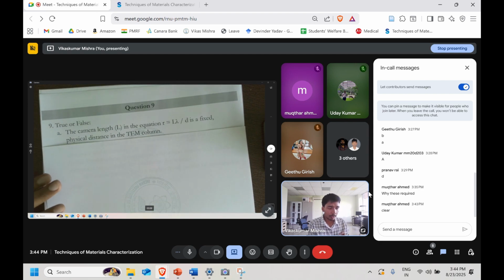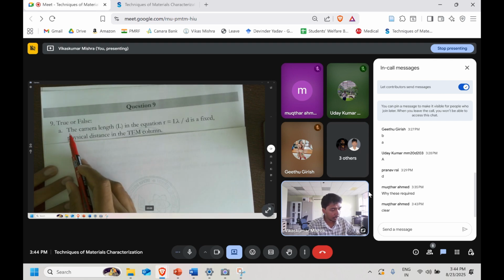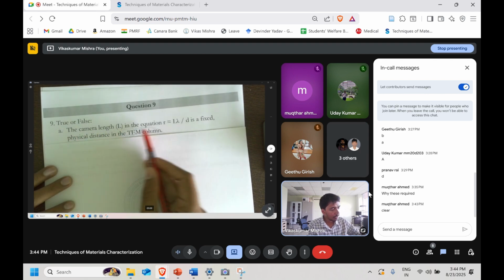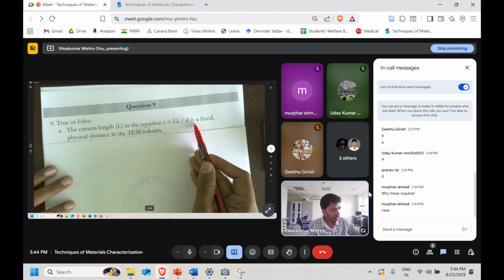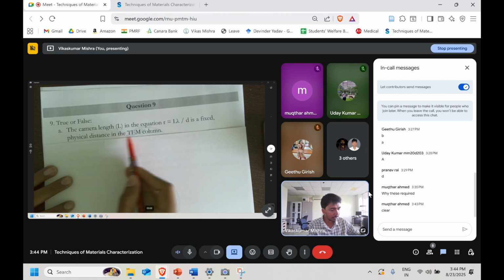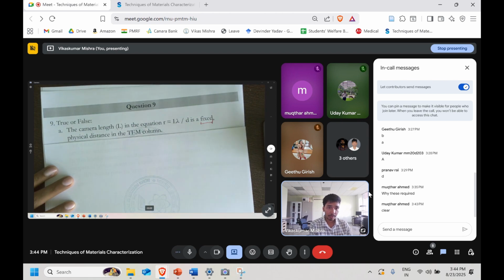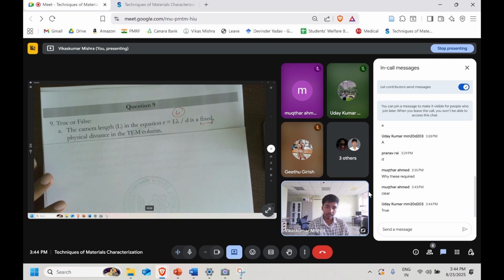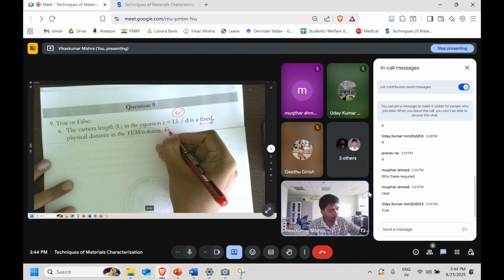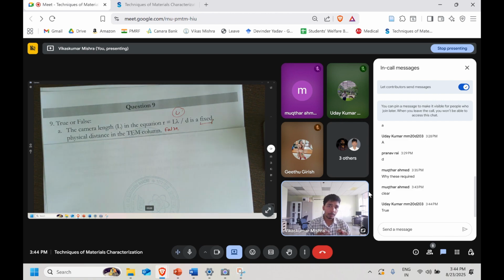Now, first one, true or false? The camera length L in the equation is a fixed physical distance in the TEM column. Is it a fixed distance, or is it variable? If I keep on changing the magnification, will the camera length L change or will it remain the same? No, it's false. It will depend upon the magnification you are going to. Your camera length will keep on decreasing.